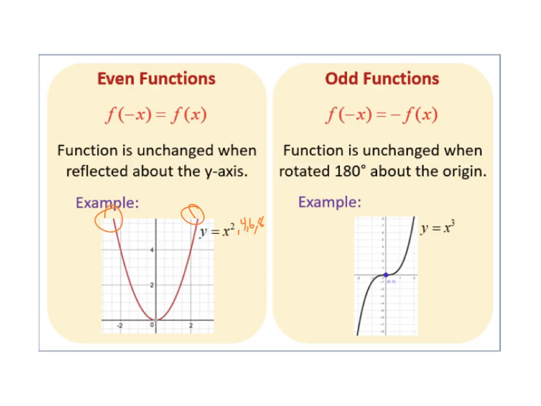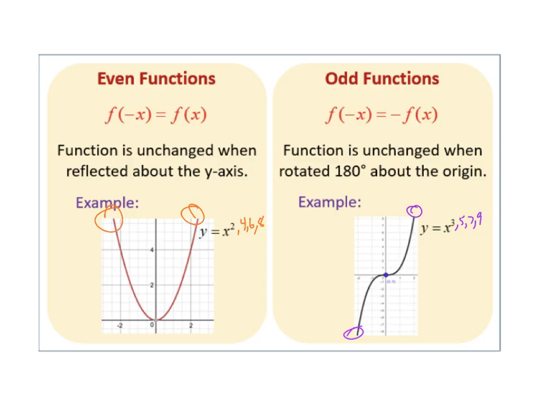Now, for odd functions, not 1 because x to the 1 is linear, but x cubed, x to the 5th, to the 7th, to the 9th, 11th, 13th, 15th. The ends wind up in different places.